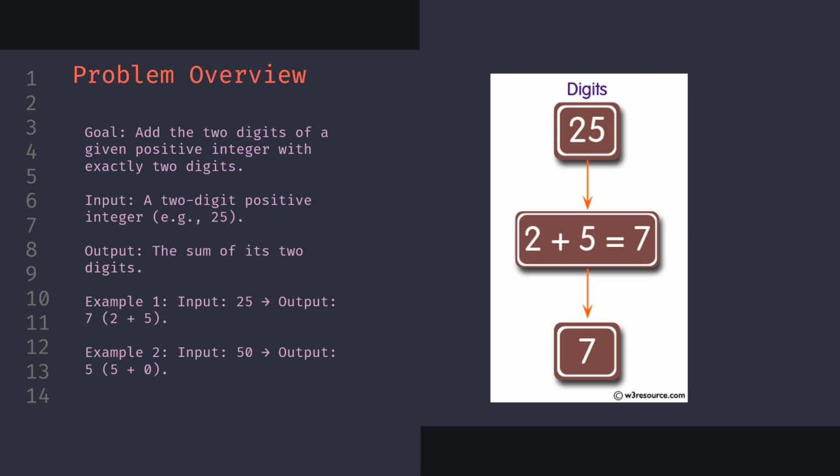In this problem, we're working with two-digit integers. The goal is simple. Extract the two digits of the number, add them together, and return the result. For instance, if the input is 25, we separate it into 2 and 5 and calculate the sum, which is 7. Let's see how to implement this in JavaScript.